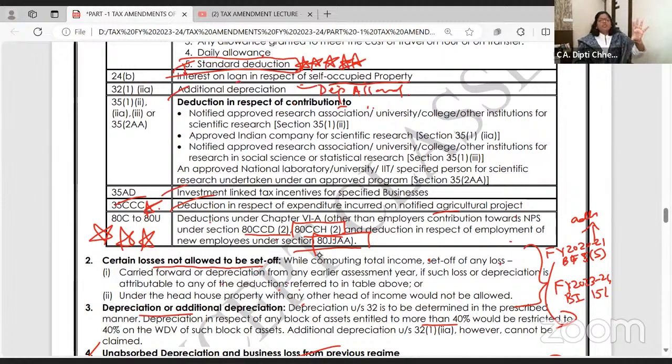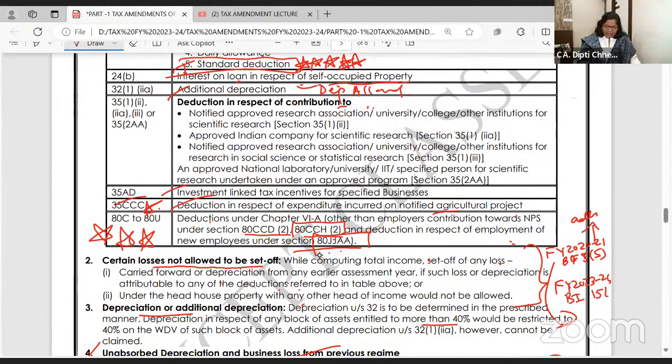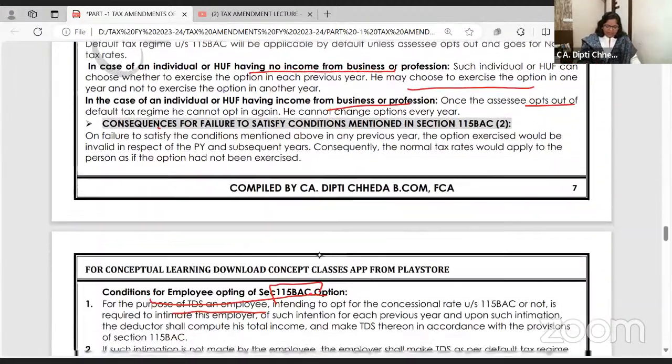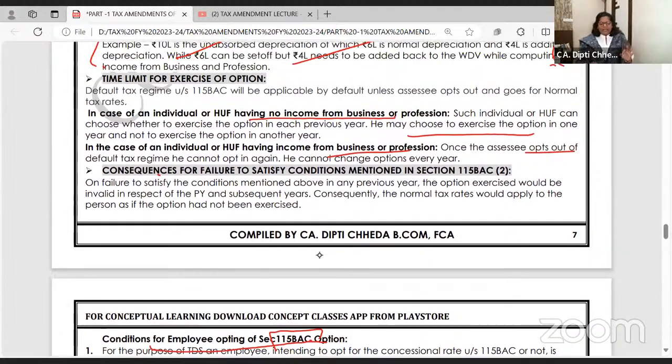80CCH2, employer's contribution to Agniveer Corpus Fund. And 80JJAA, when you are generating new employment. Once again, I want to repeat, if you have a business income, only once you can opt in and continuously file your return every year in default tax regime.